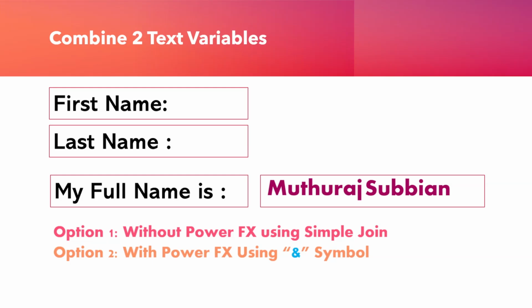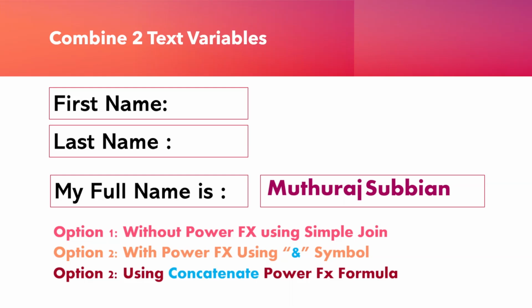The first option is concatenating or joining two strings using the ampersand symbol that we will see. And similarly, you have an exclusive function to join two or multiple texts using a function called concatenate. It's a PowerFX formula. You will see that too in this exercise.